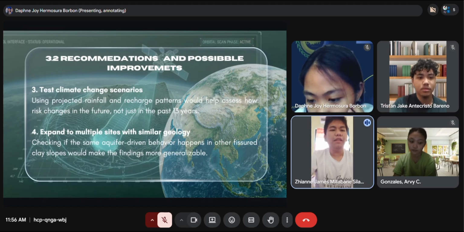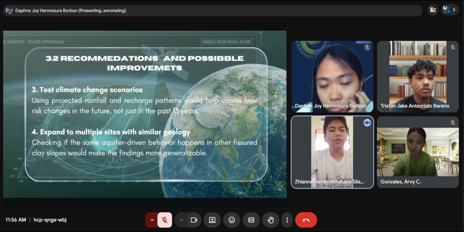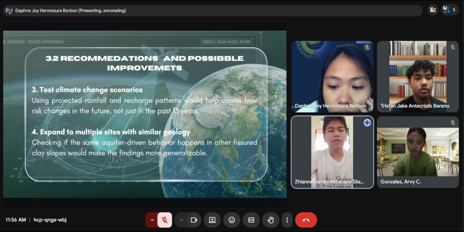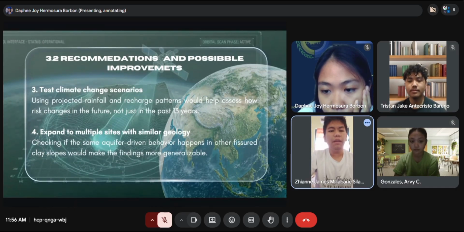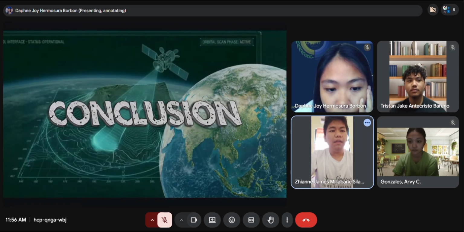Then, on adding climate change scenarios. The study only uses data up to 2021, but the climate is changing. So rainfall and recharge patterns might shift. If we run the model with future climate scenarios, we'd get a better idea of whether the slope actually gets riskier over time.